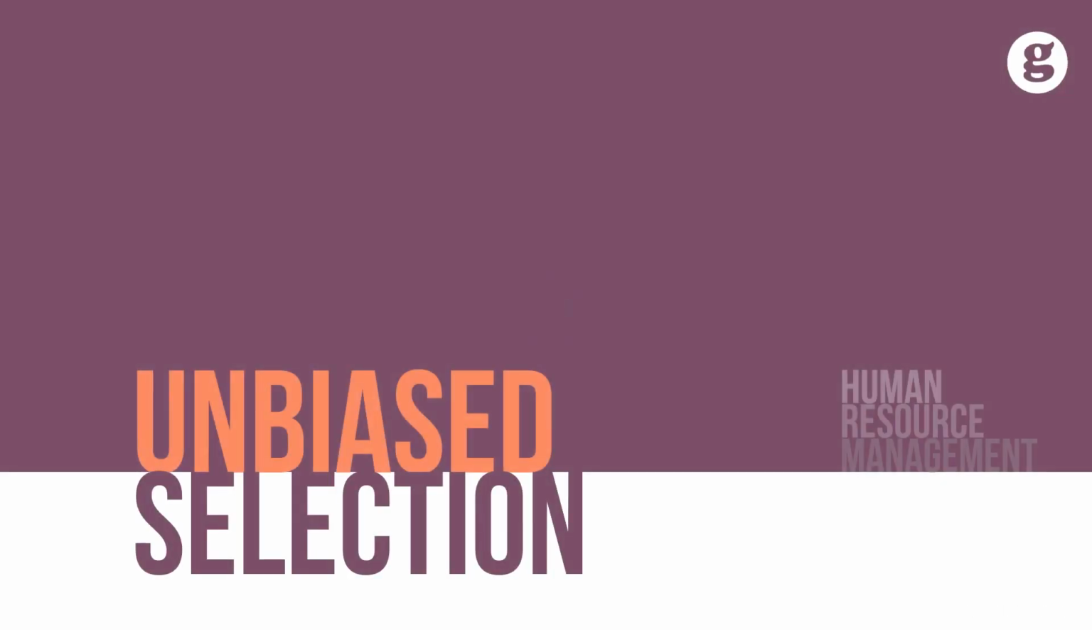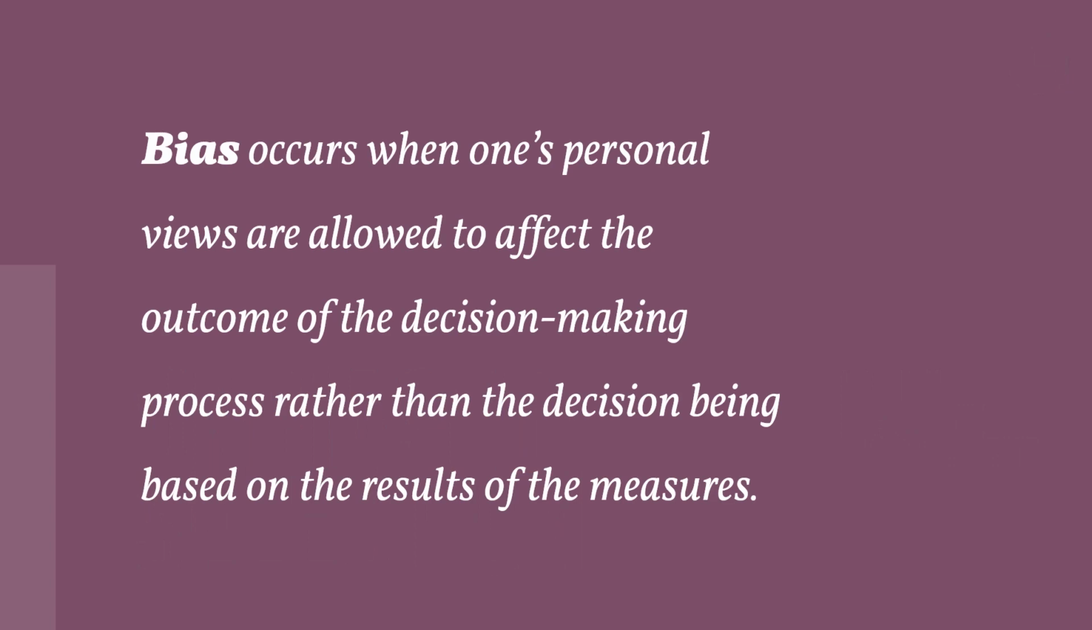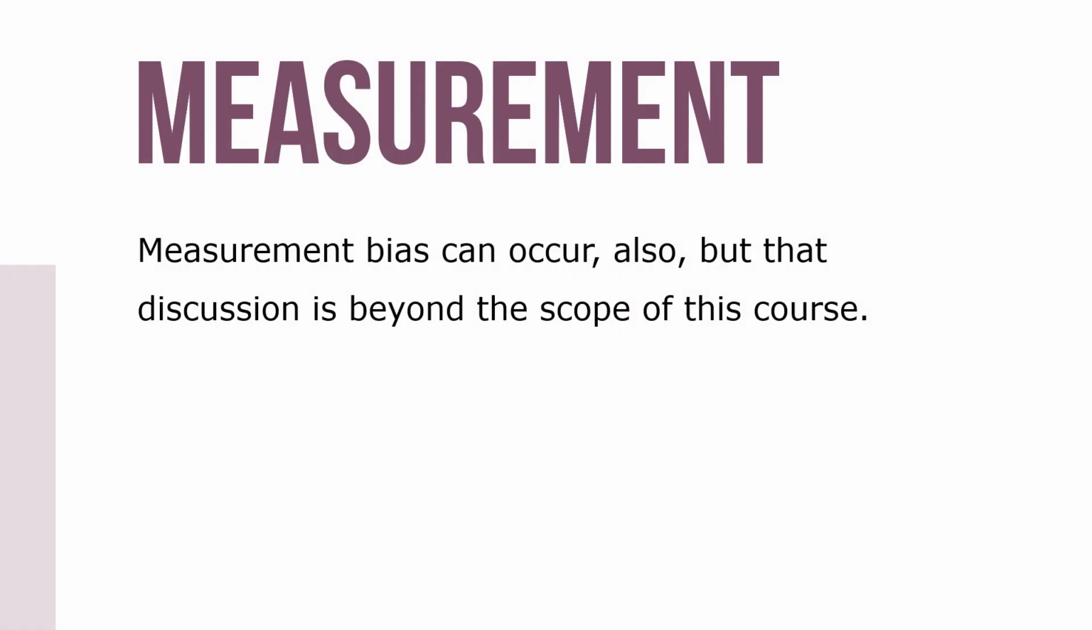In addition to being reliable and valid, selection measures also need to be unbiased. Unfortunately, bias often creeps in and compromises the fairness of selection processes. Bias occurs when one's personal views are allowed to affect the outcome of the decision-making process rather than the decision being based on the results of the selection measures. Measurement bias can also occur, but that discussion is beyond the scope of this course.